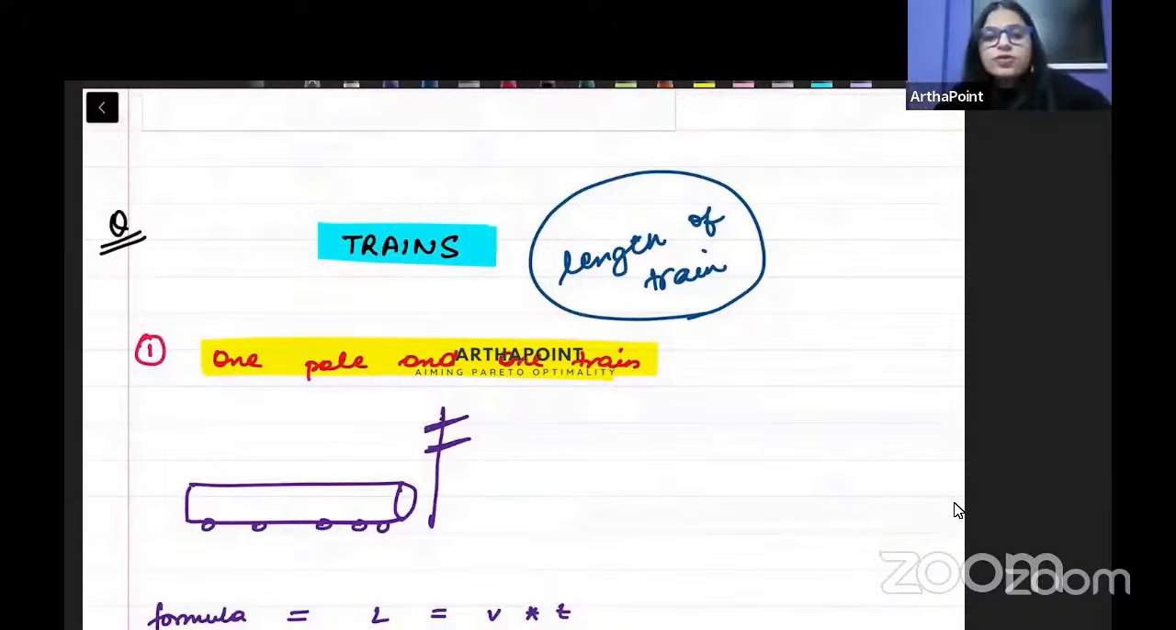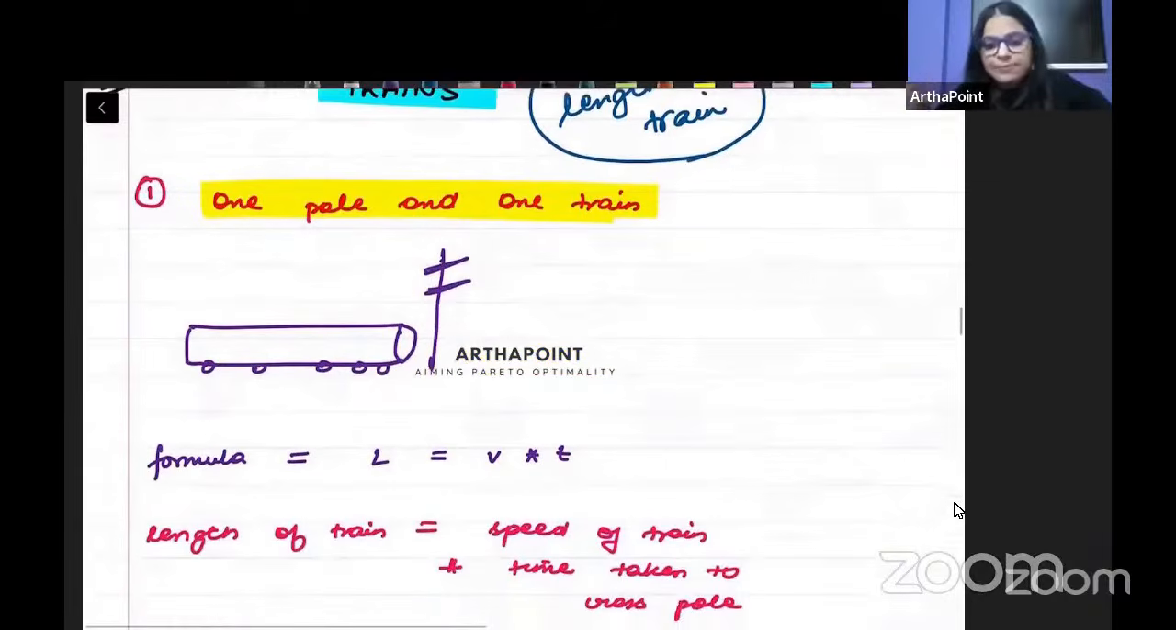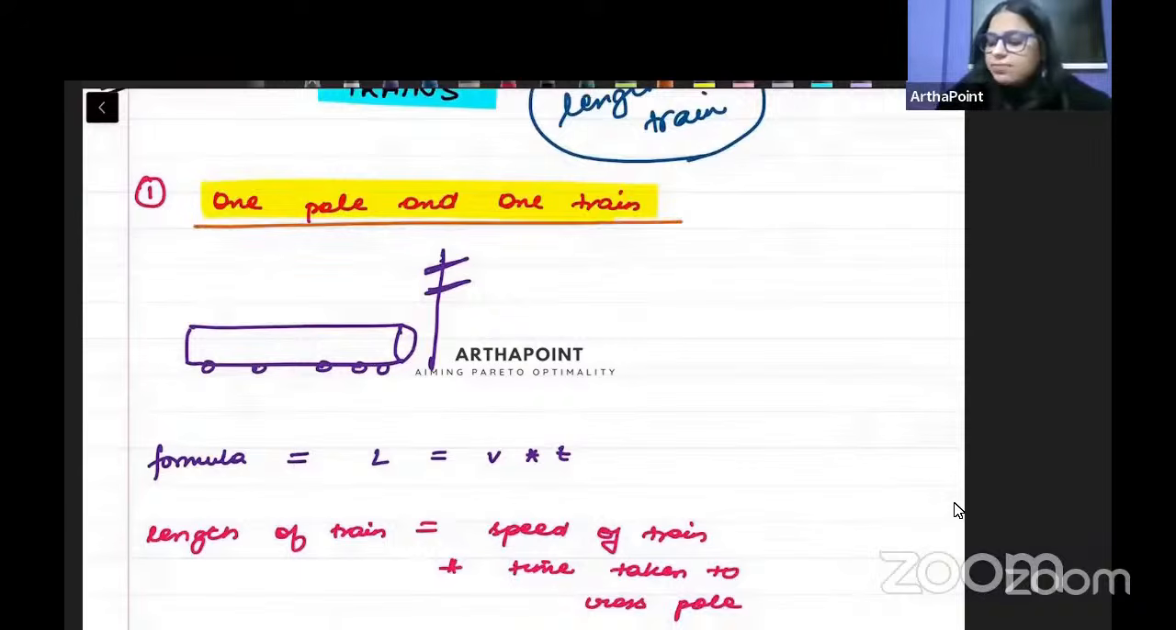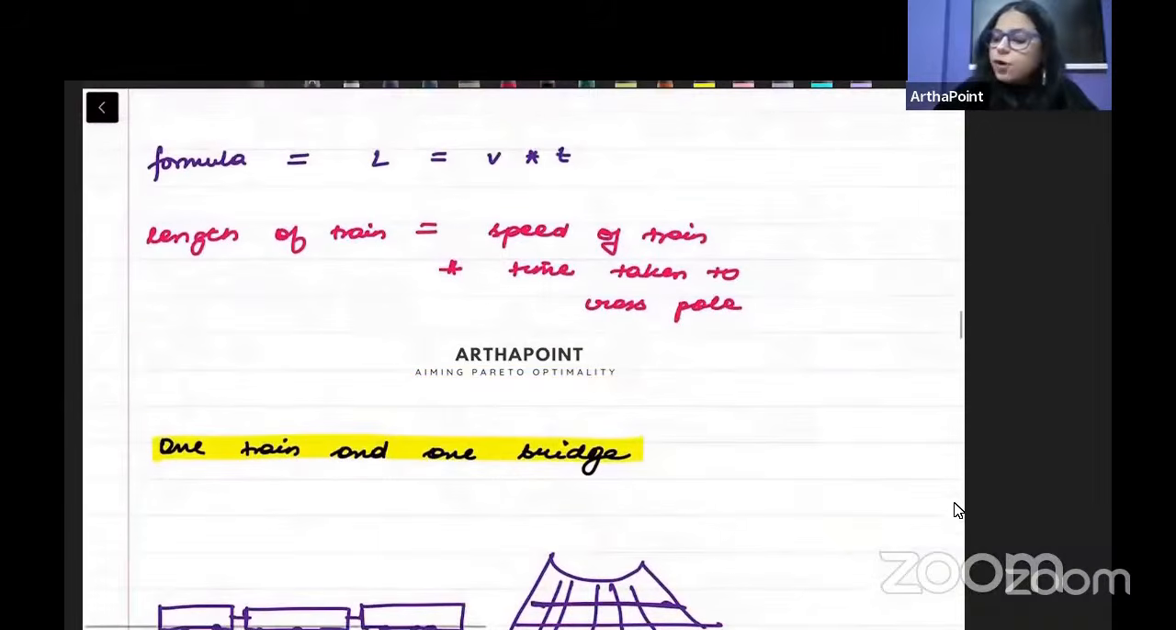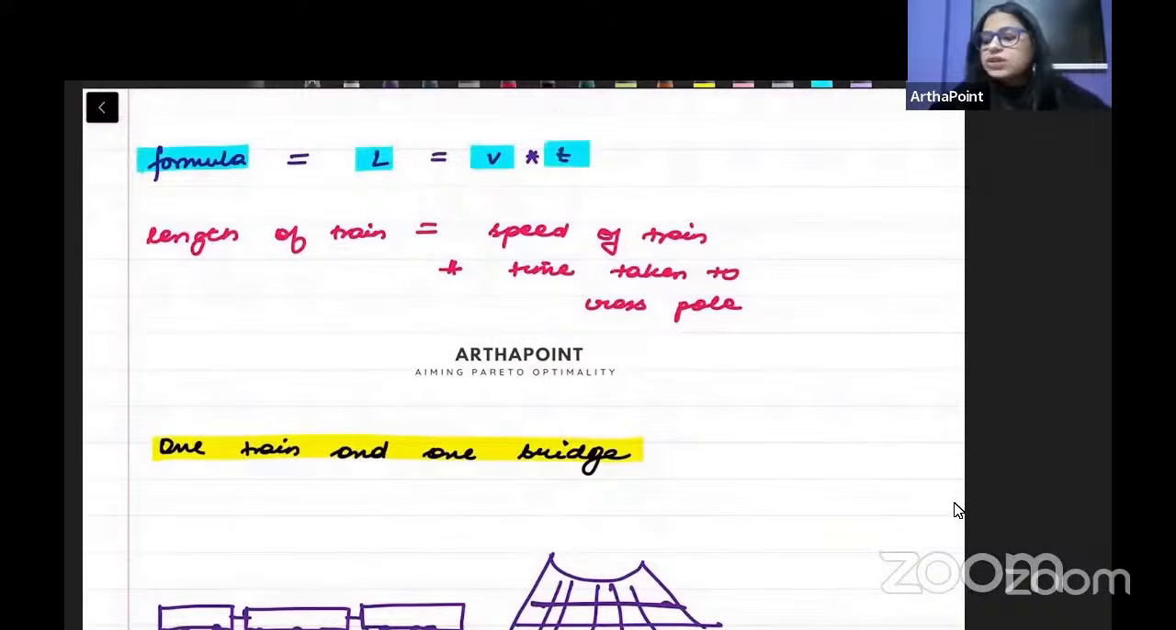So such kinds of questions are called train questions, and again, these are very important from the point of view of the exam. Look at the first kind of question, beta. Here we have one pole and one train. We want to ask ourselves, what is the length of the train? The formula is that the length of the train is the speed of the train into the time taken to cross the pole.